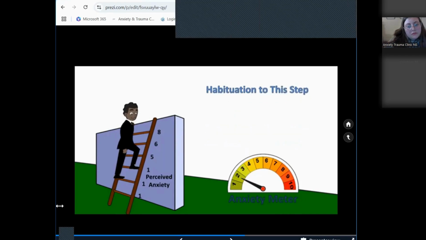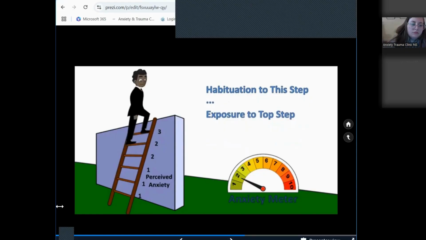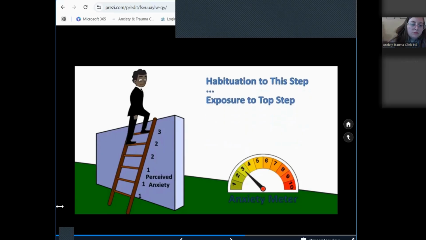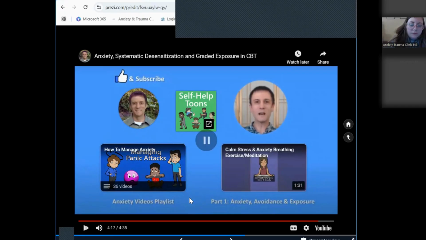And eventually you become comfortable even with that step at the top of the ladder, which may have caused you a 10 out of 10 on the anxiety scale before. And now it's down to a much more manageable level of about a 3. And so by gradually exposing ourselves to what's making us anxious, we can conquer even our biggest fears.